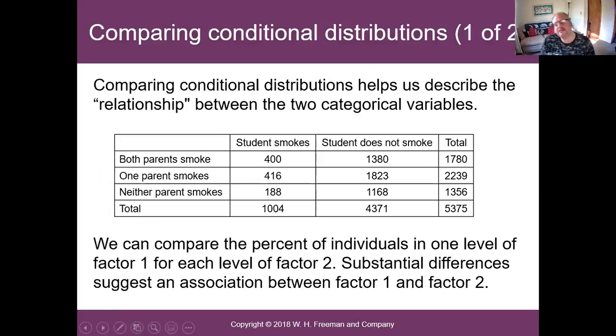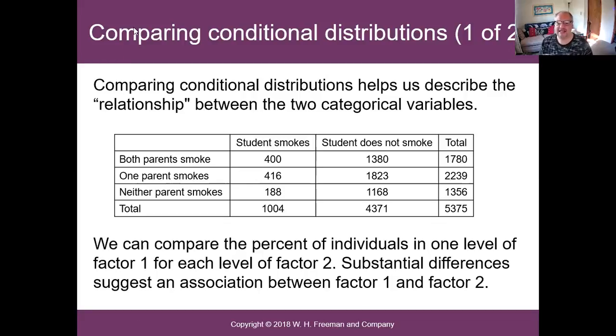Next, comparing conditional distributions helps us to describe the relationship between two categorical variables. When we compare the percent of individuals in one level of factor 1 for each level of factor 2, substantial differences suggest an association between factor 1 and factor 2. So what they're trying to say is, if you find all those percents, you might be able to find patterns and different connections, and then you can start making suggestions or assumptions to see if you're on the right track with your thinking, and use data to support your ideas. But the way that you start is by finding all of the percentages and all different kinds of conditional distributions, just to see if there are any matches.